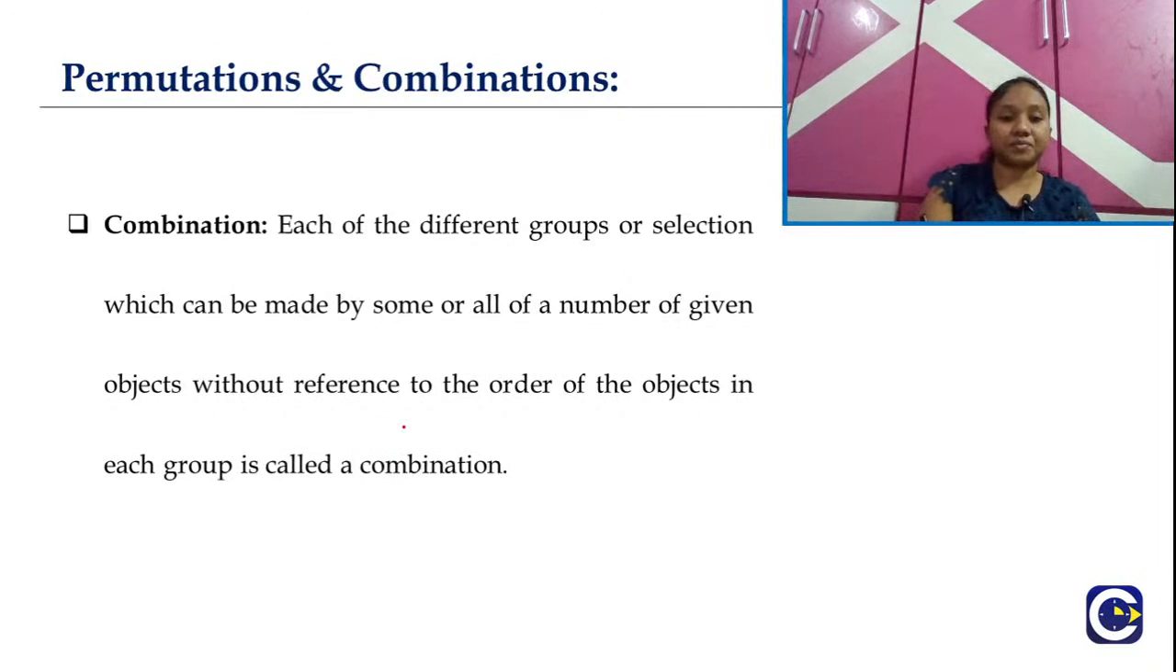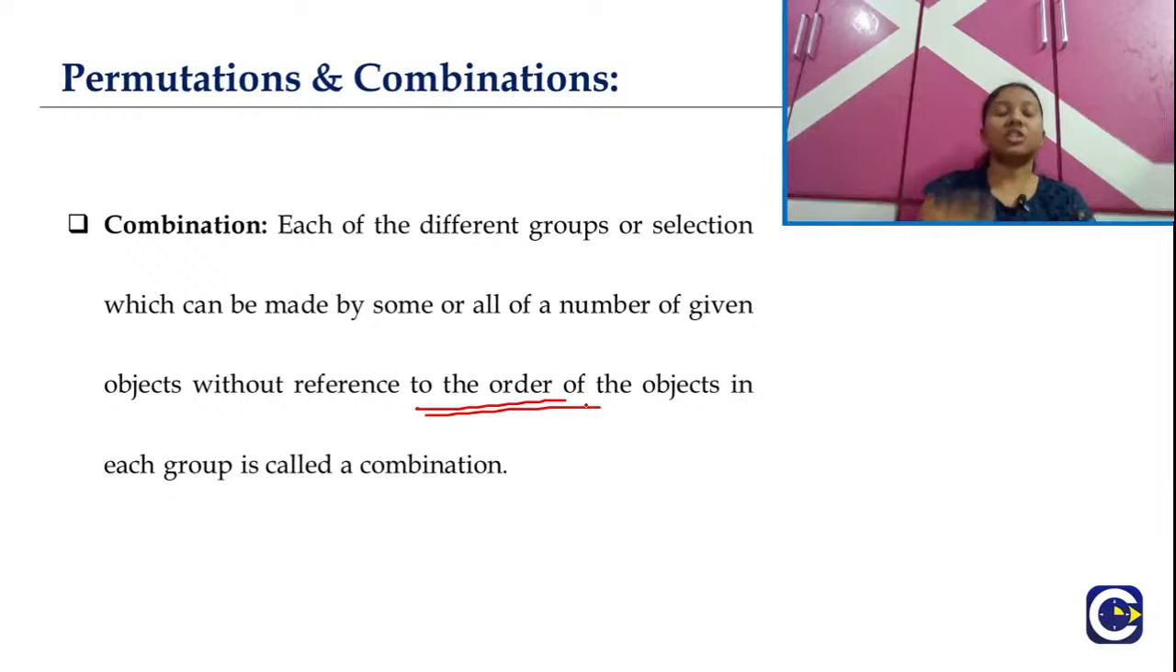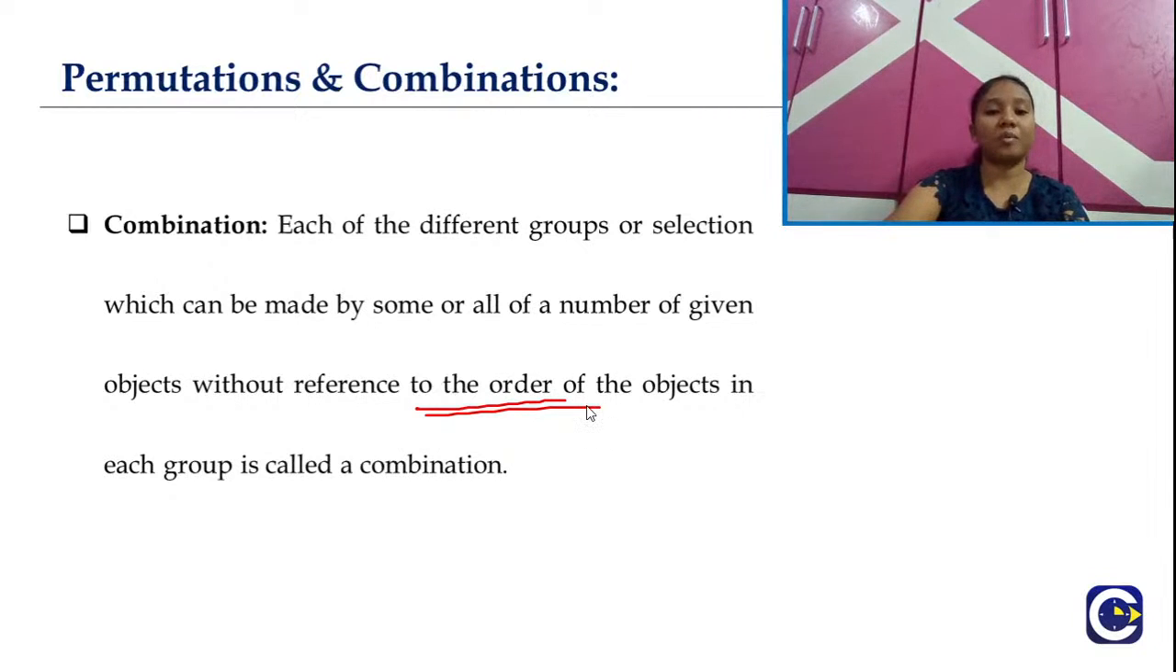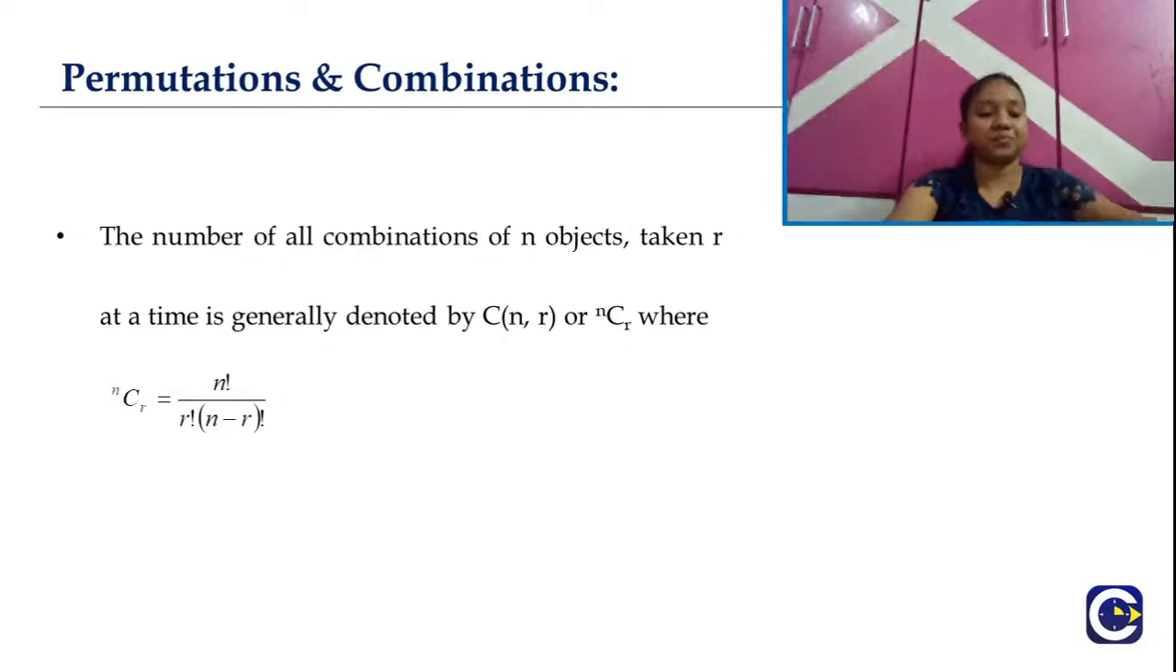Whereas here by some are taken without reference to the order, so here order is not important, right? So without order whatever we are selecting the people, so that will be categorized as a combination, right? So now let's see the formula related to this combination.